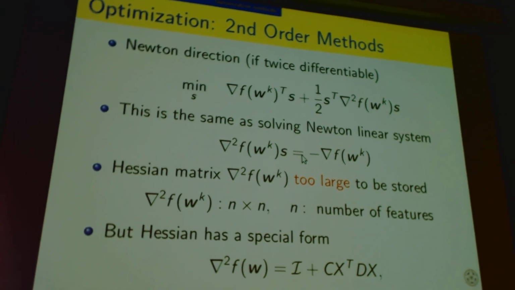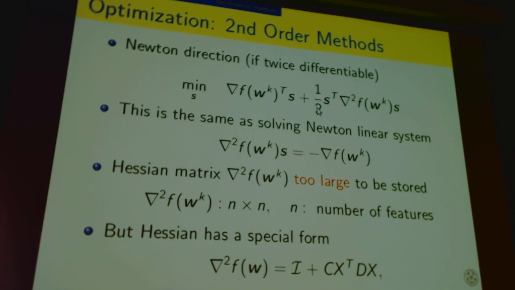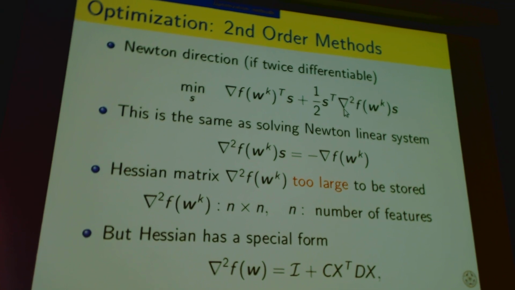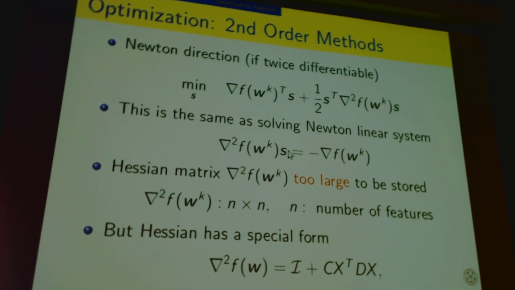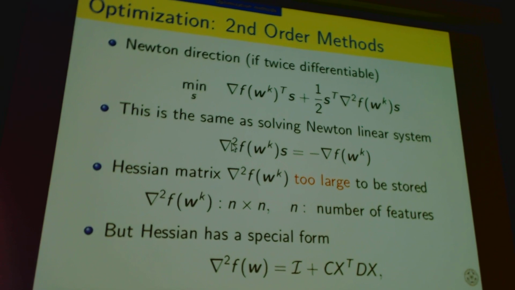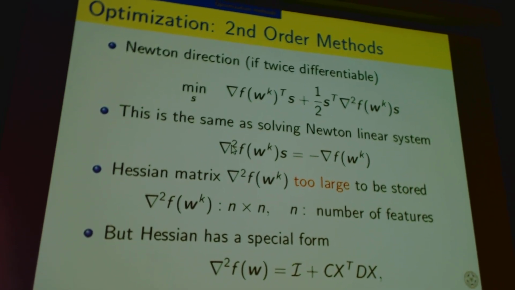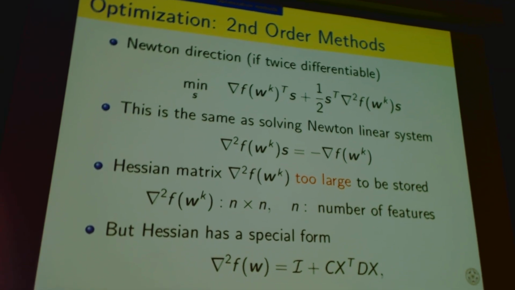And solving this subproblem is equivalent to letting the derivative be 0. If we calculate the derivative of this second order approximation, we actually get a linear system. This is often called the Newton linear system. On the left-hand side, we have the second derivative of the function, which is usually called the Hessian matrix. So we have the Hessian matrix times S equals minus gradient F.